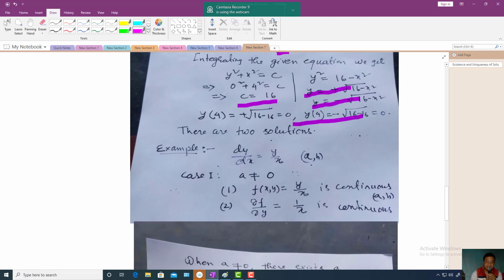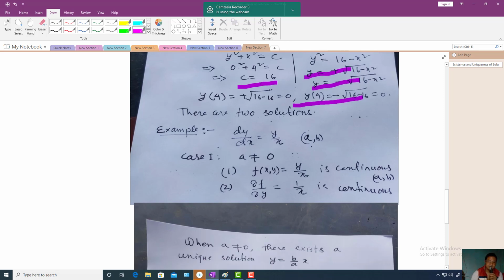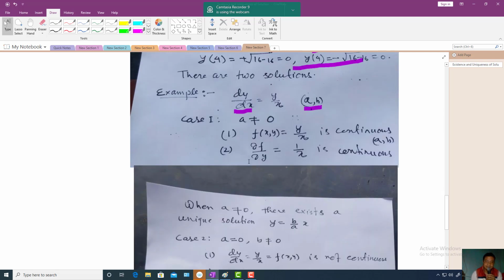So next, let us see another example. Suppose this differential equation, dy by dx is equal to y upon x at any point (a, b). Let us see, suppose a is not equal to 0. When a is not equal to 0, the given differential equation is dy by dx is equal to y by x. So the right hand side function f of x, y is equal to y upon x.